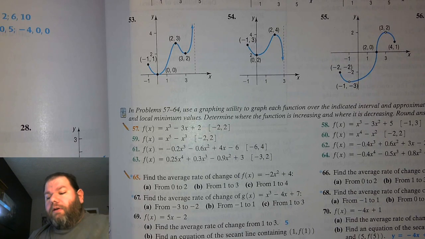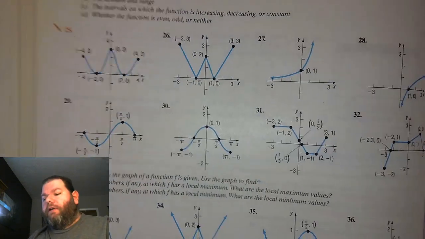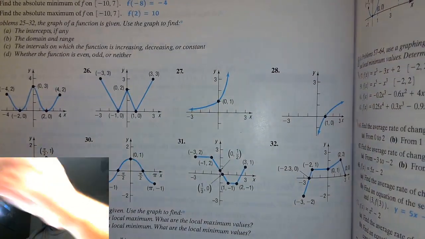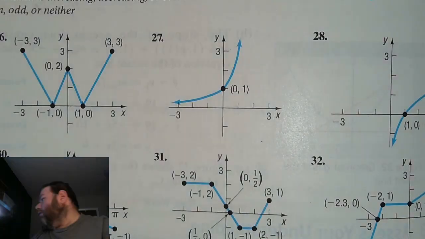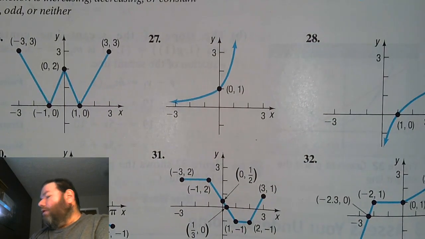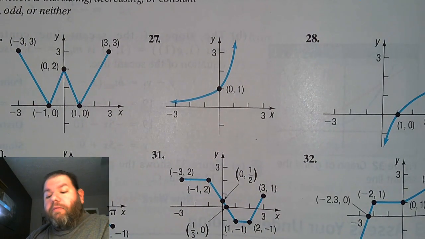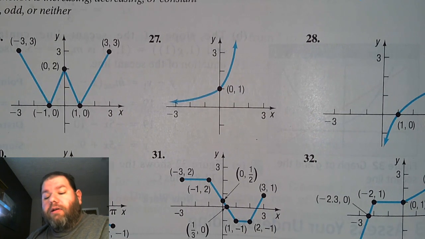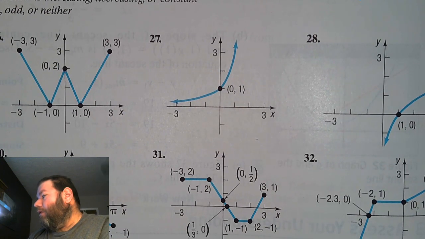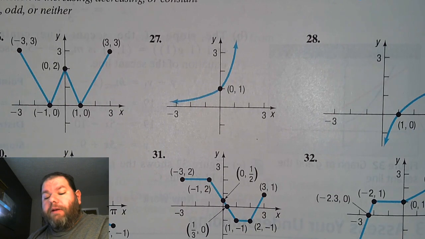Let's see, 27, and you can see that right here. Zoom in. Okay, the intercepts, clearly 0, 1 is the intercept. The domain would be negative infinity to infinity. Range would be from 0 to infinity, vertically. And it is increasing from negative infinity to infinity.